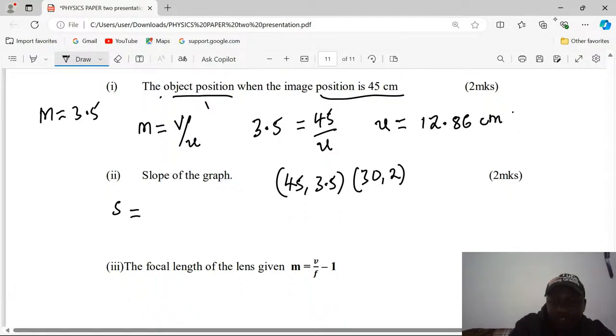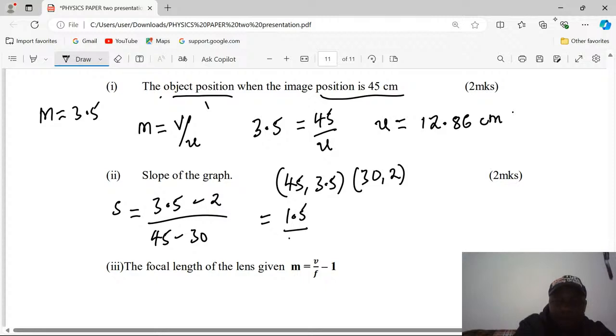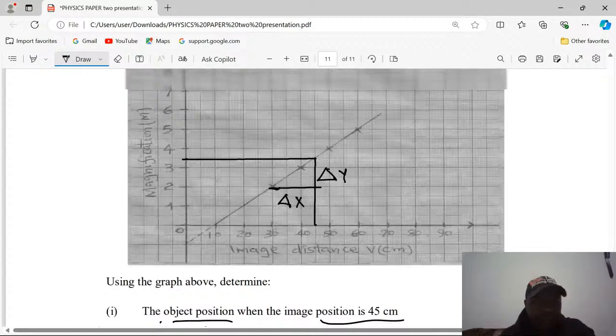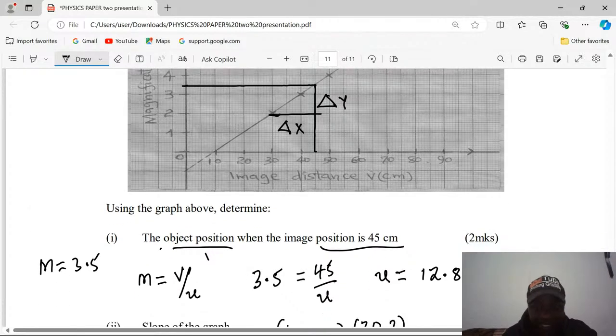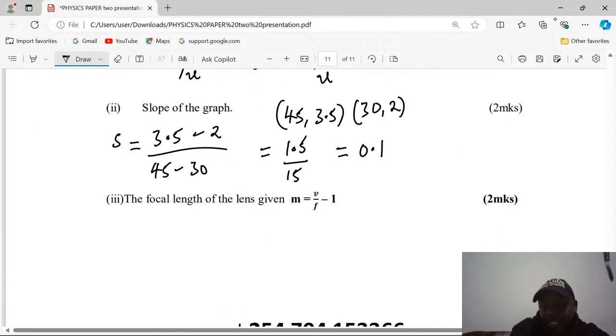We are having now change in y, 3.5 minus 2, divided by 45 minus 30. This is going to be 1.5 divided by 15. Are you getting 0.1 like me? The slope is 0.1. We can give it some units. Remember, this is magnification, no units, but image distance on the x-axis is having some units in centimeters. So this is going to be divided by centimeters, or we say per centimeter.